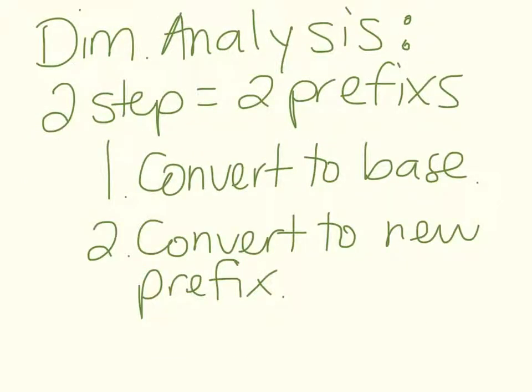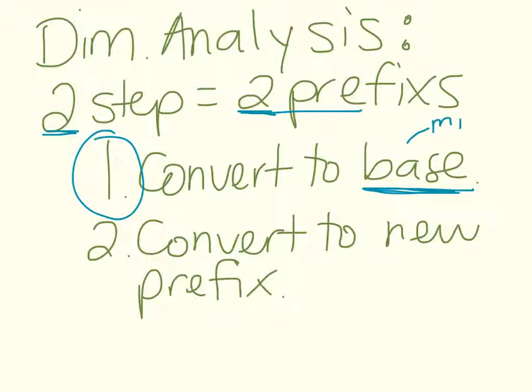Alright, so the next thing we're going to work out is a two-step problem. Recall that a two-step problem has 2 prefixes in it. Now it's 2 steps because the very first step you're going to convert to your base unit. Recall that our base units are either meters, grams, or liters. And then the next step, you're going to convert to whatever the new prefix is. So let's work out an example from your review.